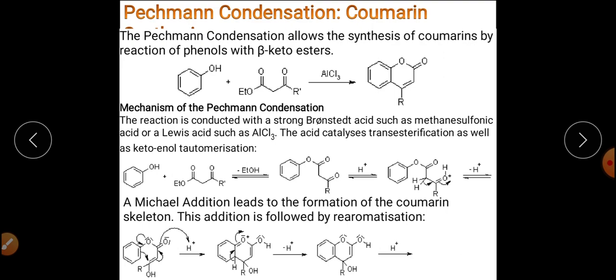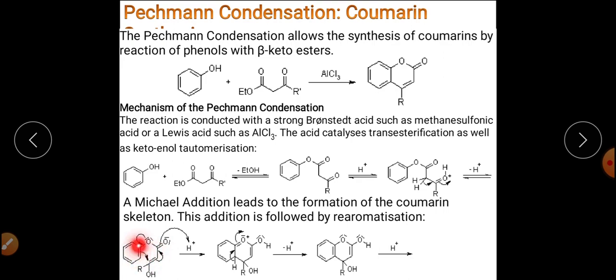After this, there will be a cyclization, right? So first of all, there will be a trans-esterification reaction in which this particular phenol will react with this one and will get converted into this particular product. This one, in the presence of H positive, will be converted into enolic form. So this is your enolic form, and to this enolic form there will be cyclization, right?